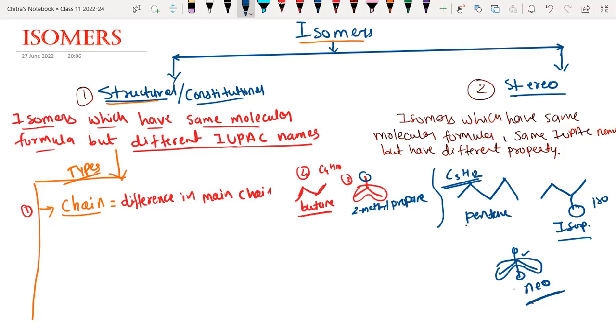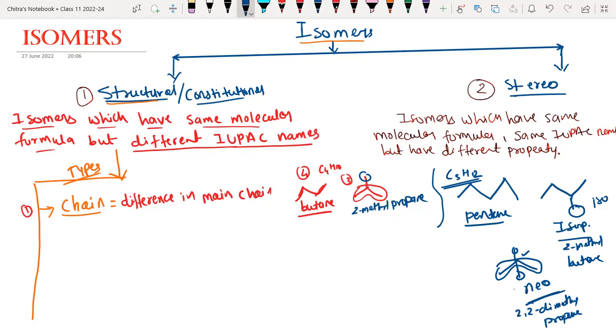So here it is pentane. Here it is 2-methylbutane. And here 2,2-dimethylpropane. So they all have three different IUPAC names. Hence, they are structural isomers, and it is due to the difference in their chain. So they are chain structural isomers. I hope you understood about chain structural isomers, everyone. Yes, sir.